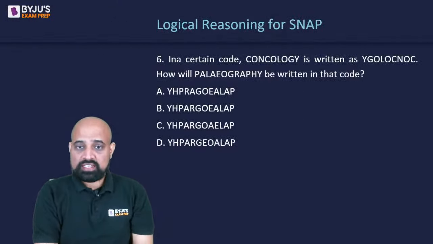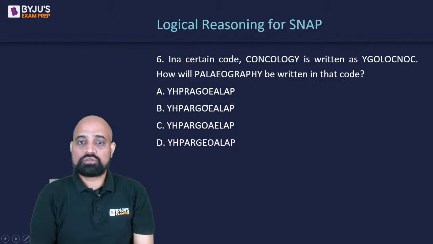Okay. In a certain code, conchology is written as whatever that is. How will paleography be written in that code? So there are a lot of different rules for encoding something, right? You can simply reverse it, you can break it into half and then reverse it, then jumble them up. You can change the letters completely by moving one place, two places, k places ahead or in the reverse order in the English alphabet, right? Let's see what is happening here.